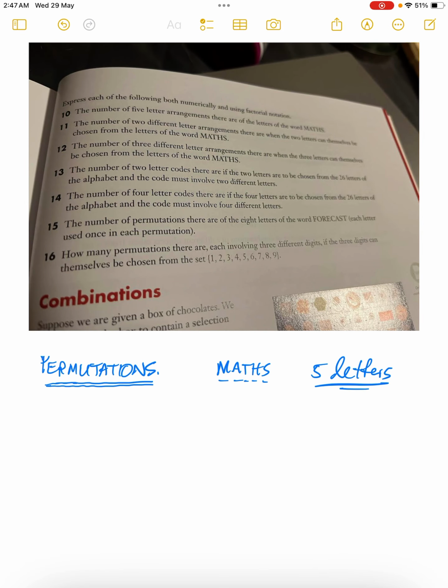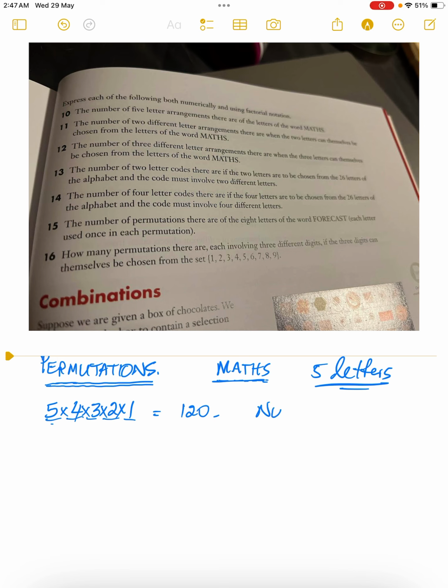So we've got 5 letters, 5 positions. For the first position, we've got 5 choices. It could be any one of the letters. We use that letter up, and we've got 4 left for the second position, 3 for the third, 2 for the fourth, and 1 choice remaining for the last one. So the numerical number of ways we can represent 5 letters is 20 times 6, 120.